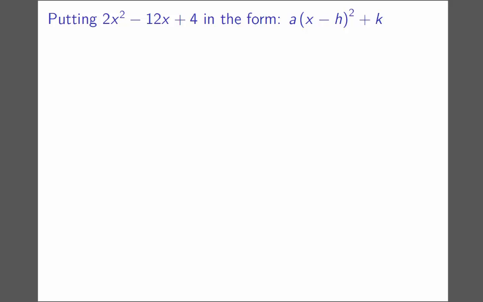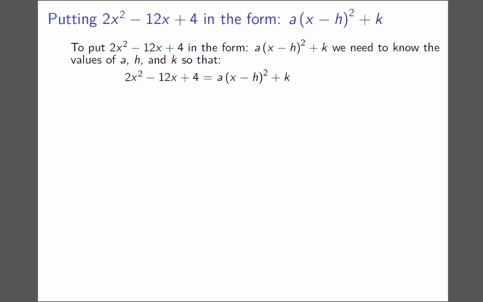To finish our problem, we need to put 2x squared minus 12x plus 4 in the form a times (x minus h) squared plus k. Remember, the reason we need it in this form is so that x is only showing up one time, and then we can solve it.